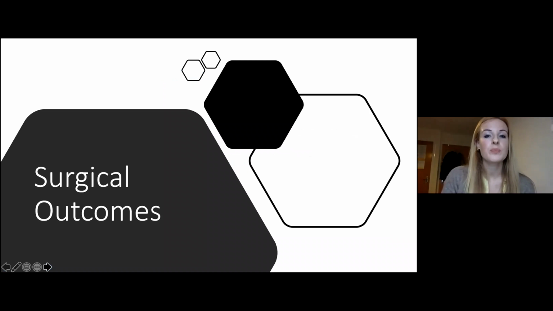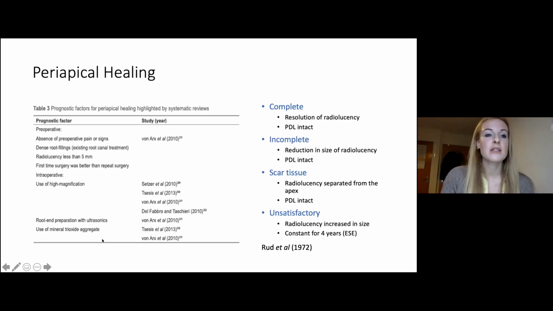Briefly looking at the final aspect of surgical outcomes, specifically periapical healing. Rud et al. categorized 4 types of healing: complete, incomplete, scar tissue, and unsatisfactory. We can see here that first-time surgery was always better than repeat. A number of papers advocated the use of high magnification, preparation with ultrasonics, and use of MTA.